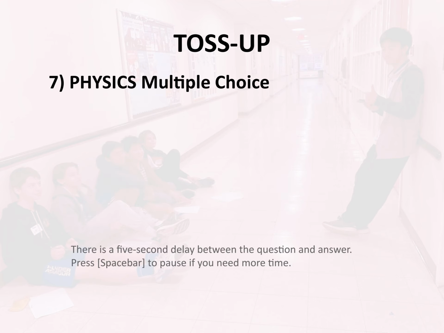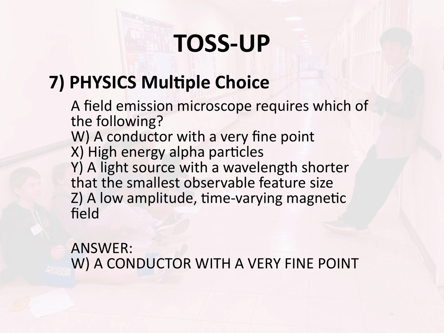Toss-up 7. Physics. Multiple choice. A field emission microscope requires which of the following? W. A conductor with a very fine point, X. High energy alpha particles. Y. A light source with a wavelength shorter than the smallest observable feature size. Z. A low amplitude, time varying magnetic field. Answer. W. A conductor with a very fine point.